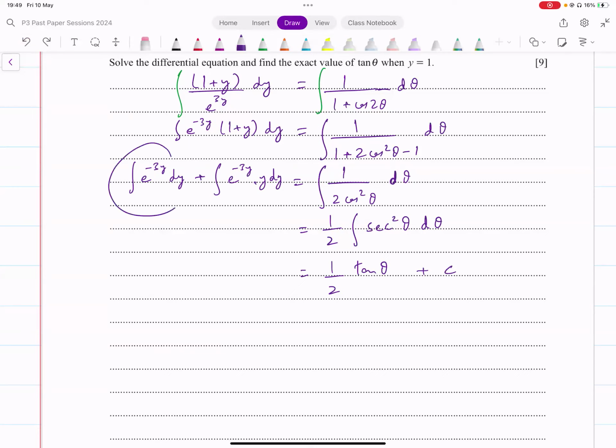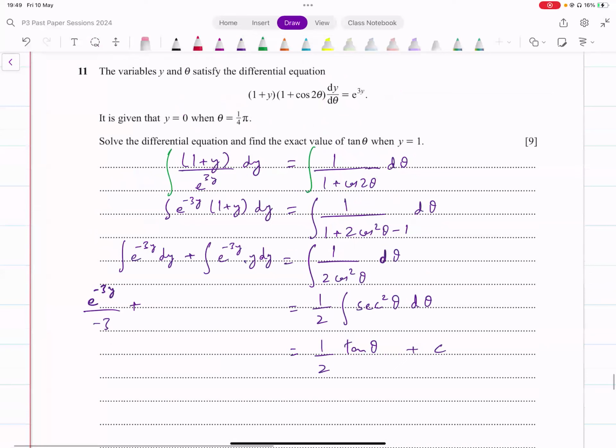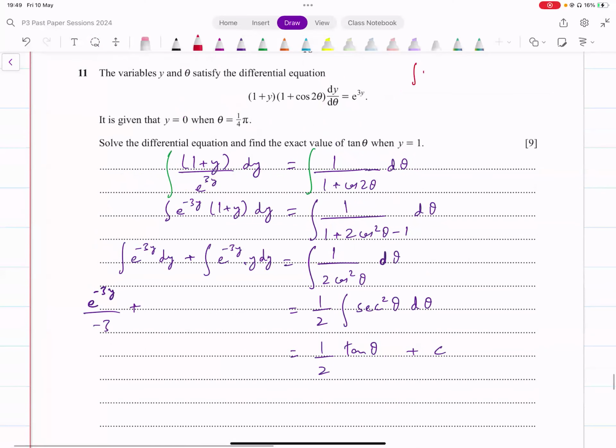What's the integration of this thing? E raised to the power minus 3y remains e raised to the power minus 3y, but divide by the derivative of minus 3y, which is minus 3. Plus, what about the integration of this? This is a product. We have to integrate it using integration by parts. Okay, now for this, let's use integration by parts. Remember the formula that we've got for that. Integration of uv dash is given by uv minus integration of vu dash.